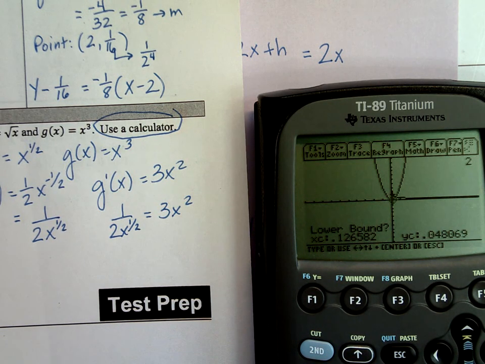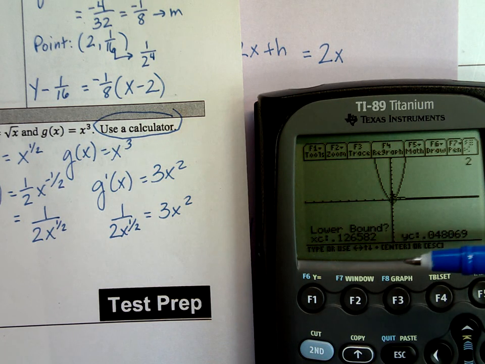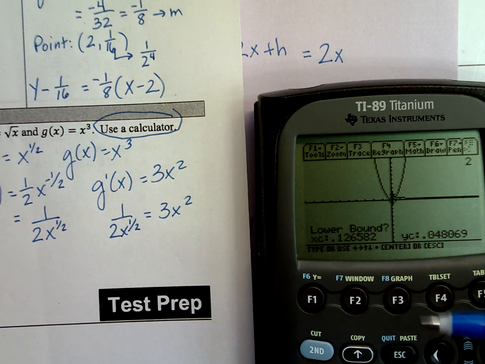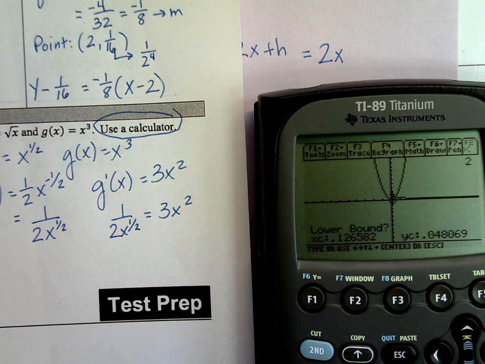Your lower bound and upper bound are your left point and right point. So you got to go left of where you think it intersects, and you got to go right of where you think it intersects. Well, we said it intersects somewhere between 0 and 1. So your lower bound is 0, your upper bound is 1, and then you say, okay, tell me what it is.